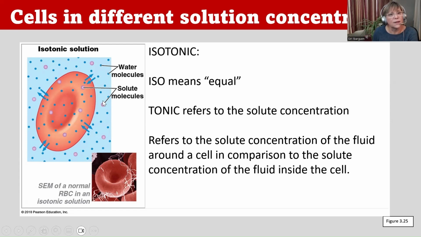So in this case, isotonic means that the concentration of solutes within the cell is the same as the concentration of solutes outside the cell. That means water is moving pretty equally back and forth in and out of the cell. There's no net movement of water. This is a happy cell. This is where cells are going to be functioning their best.